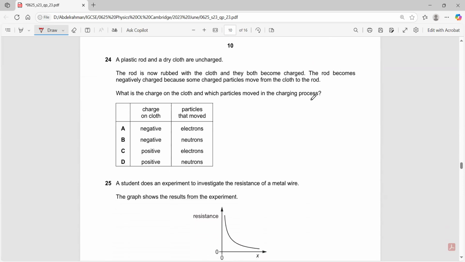A plastic rod and a dry cloth are uncharged. The rod is now rubbed, and they both become charged. The rod becomes negatively charged.